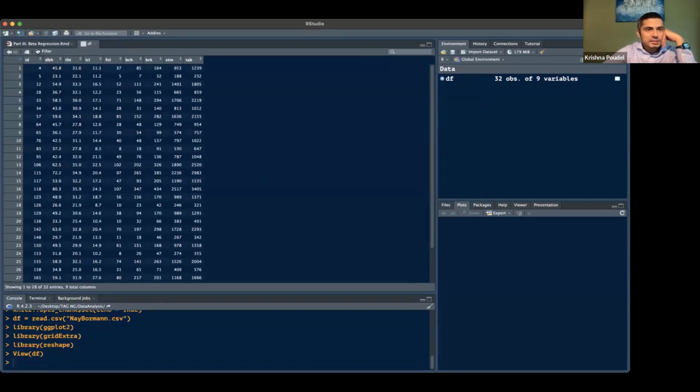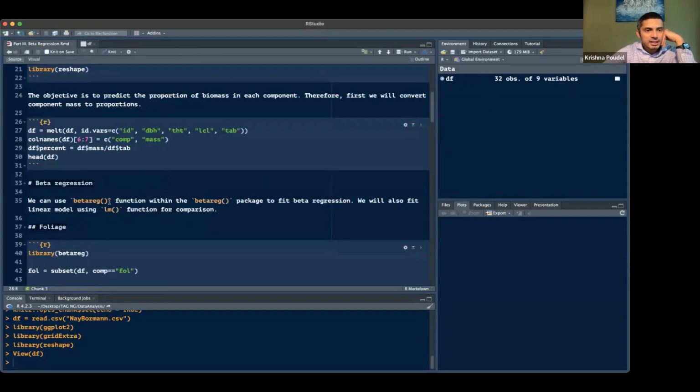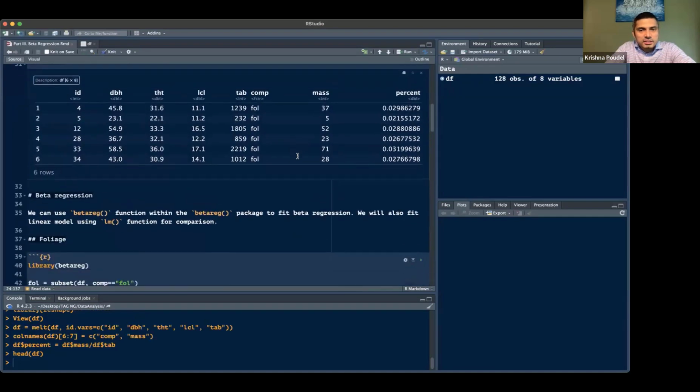Right now the data set is in wide format, and I would like to change that into long format, which means instead of having data this way, I'll have it this way. And then calculate percentage as well, by dividing mass by the total above ground biomass, okay? As you see here, earlier we had 32 observations, but now we have 32 times 4, which is 128 observations, because we have 4 components, okay?